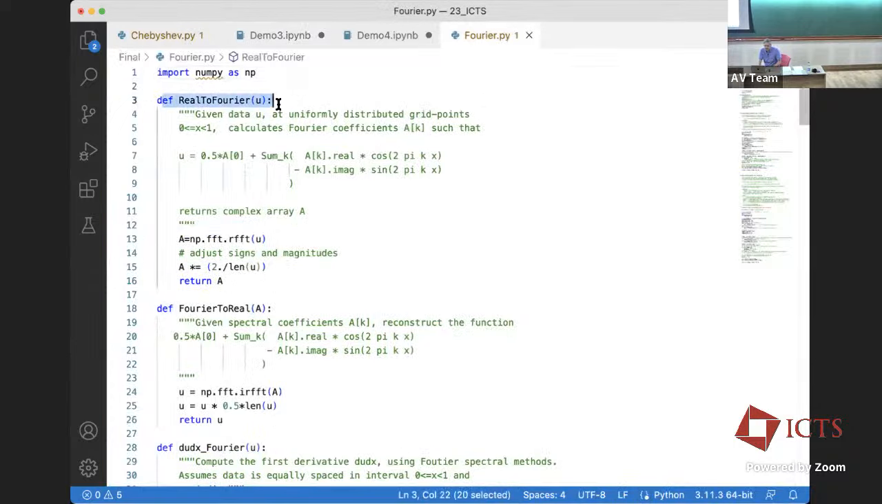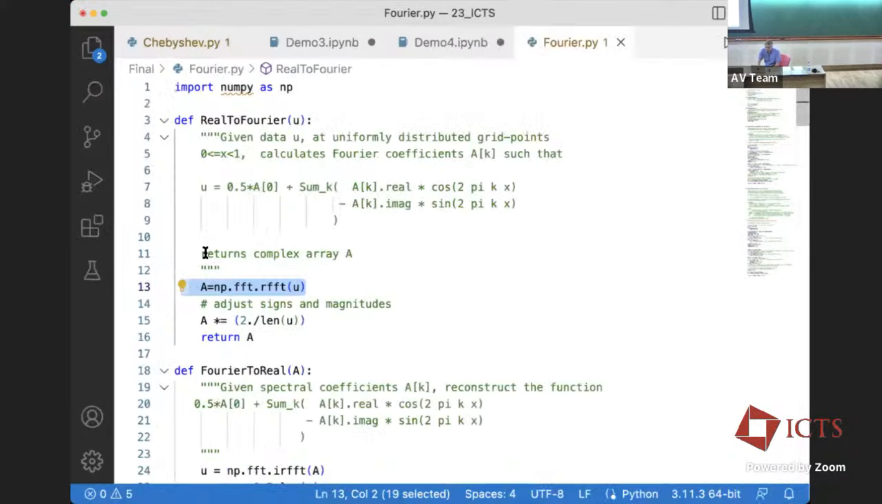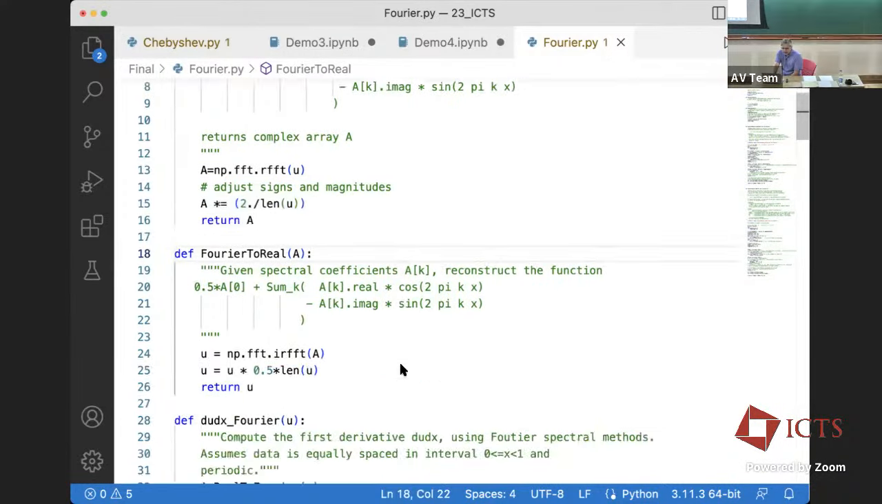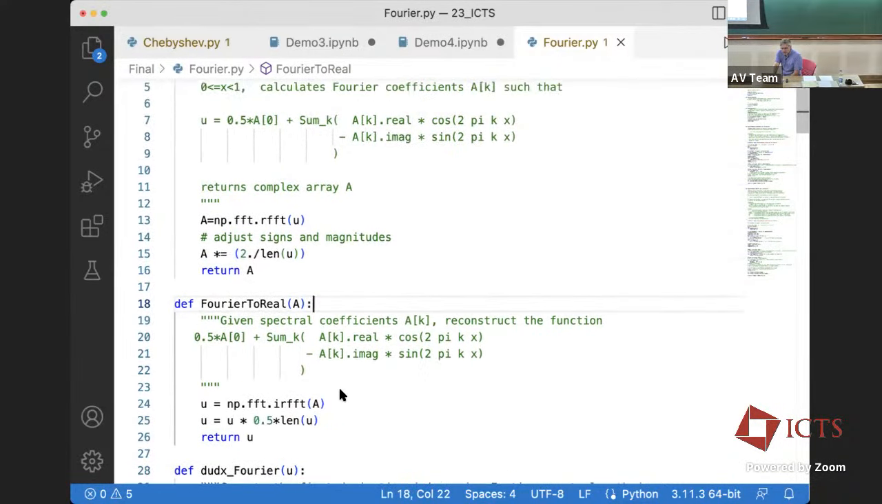One of the functions to write was this real to Fourier, which once you figured out what's going on is basically a single call to a Python FFT routine. And then if you want the coefficients to be nice, you need to somehow rescale them a little bit in order to have the coefficients conform to it's really the coefficient of the exponential directly.